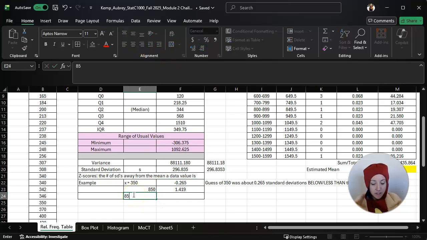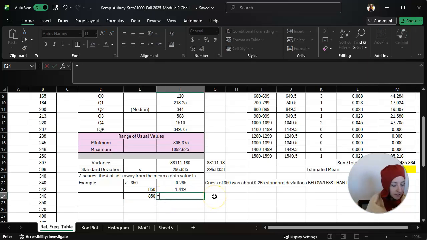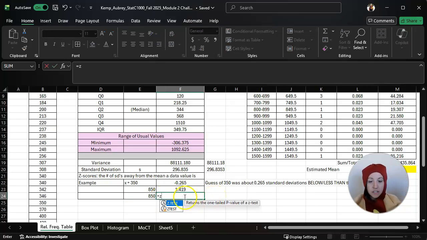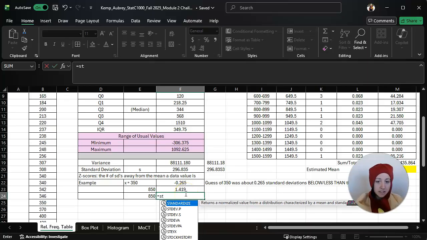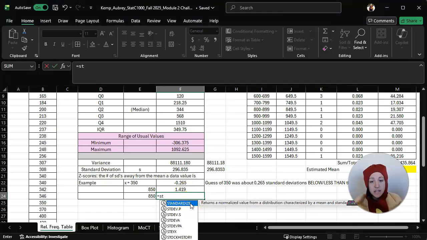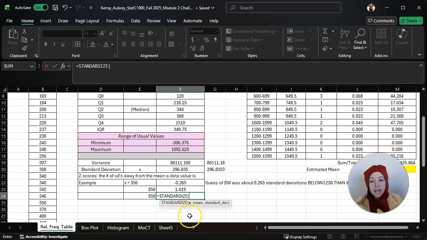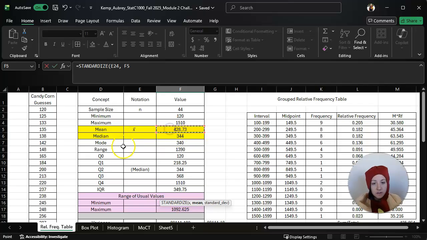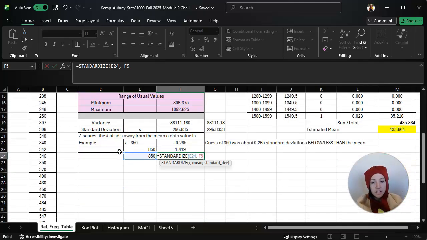Okay, so what we're going to do is 850, but now we're going to use the Excel function for this. The Excel function, as you can see, is STANDARDIZE. It says it returns a normalized value from a distribution characterized by mean and standard deviation. That's talking about a z-score. If we click here, notice it's asking for x, which is this value. It's asking what data value you want to consider. Then it wants you to click on your mean. And it color coordinates this.